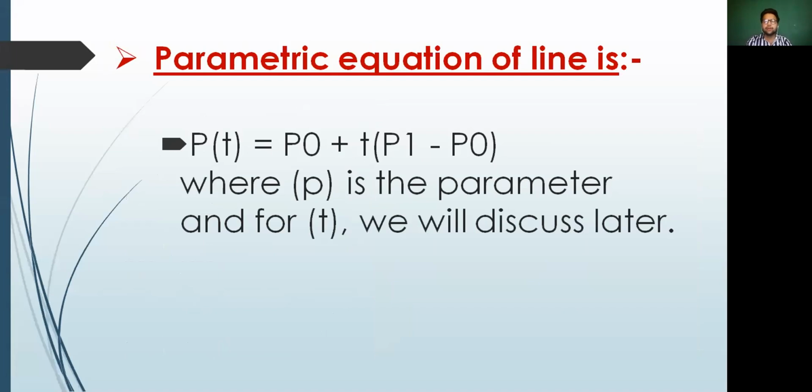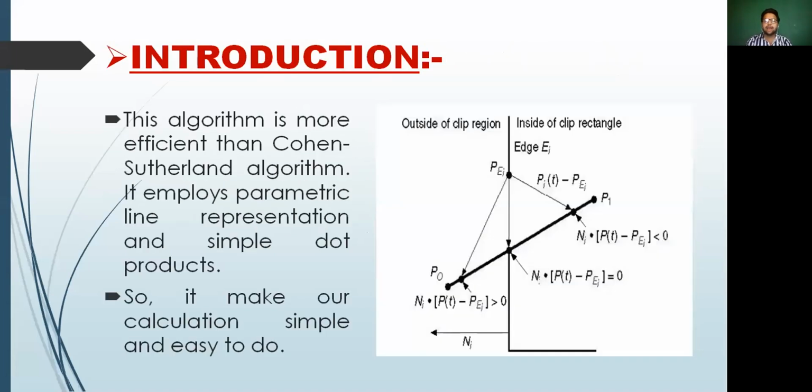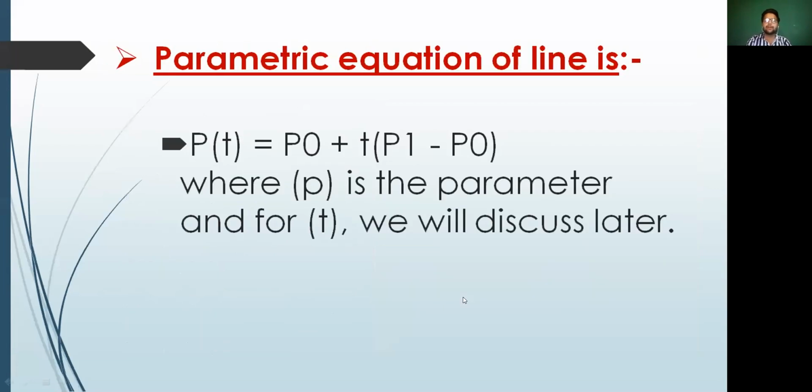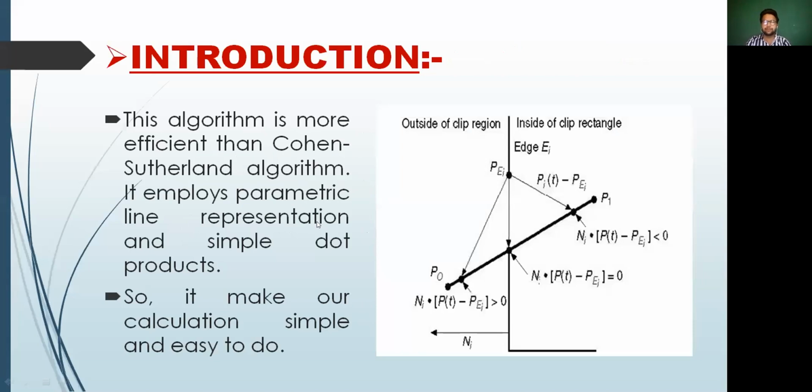To elaborate this equation in detail, I would tell you briefly about the 7 steps which are basically used in this algorithm. In step number 1, we take a rectangle window block with the two points P0 and P1 as shown in the figure. After that, the parametric equation which we get after evaluating is P(t) equals P0 plus t times (P1 minus P0), where t is the parameter, and for t we will discuss later in the next slide.